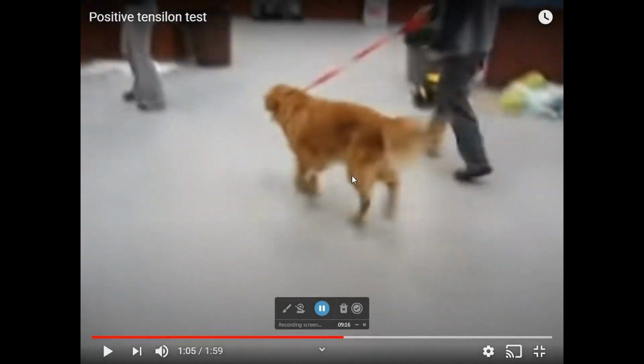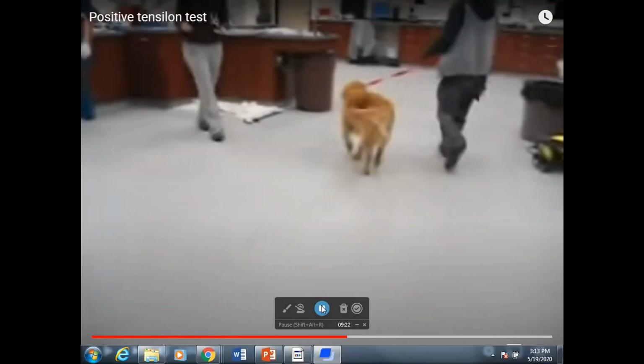As you can see in the video, the dog really improved pretty fast. But again, this doesn't last very long. As you could see from the video, the medication worked, but it just doesn't last very long.